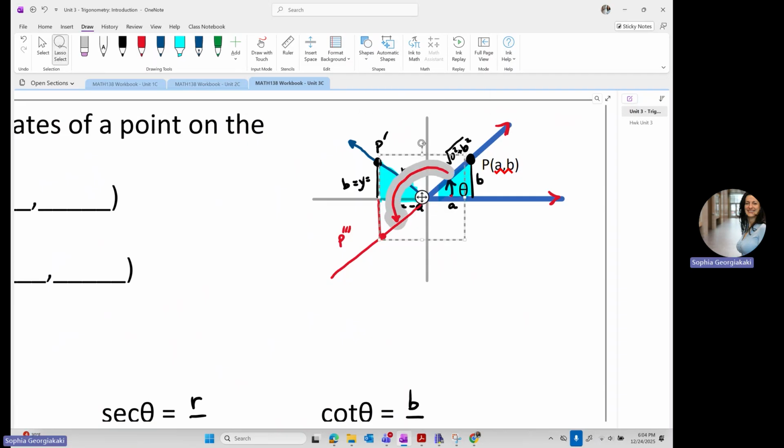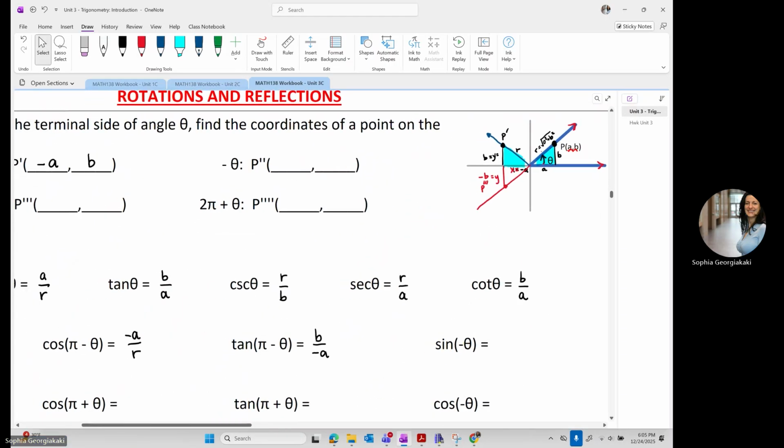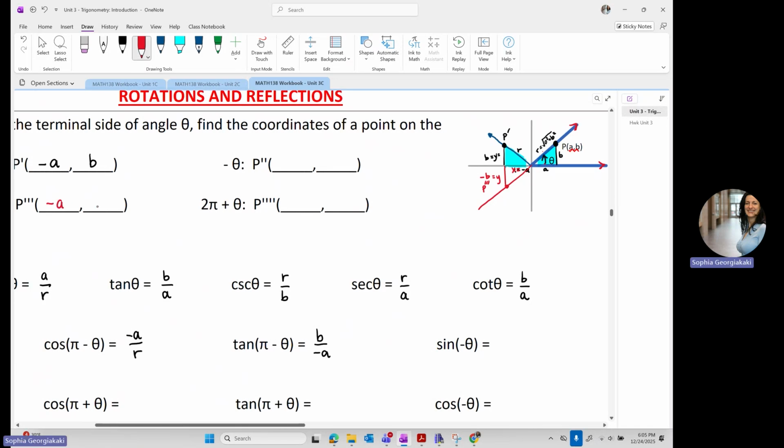And I have some y coordinate, which is equal to B, but in quadrant 3, it will be negative B, because B in quadrant 1 is positive. And I have an x coordinate that is equal to A, but in quadrant 3, it will be negative A. So that point will have coordinates negative A and negative B.